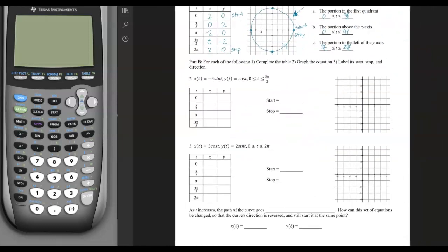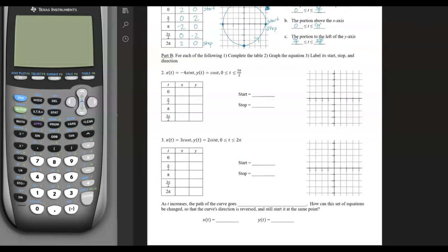All right, because we're trying to finish this kind of quickly, I'm going to skip number 2 and do number 3. But the only difference between 2 and number 1 is that it doesn't create a full circle. You see how it only goes from 0 to 3 pi over 2? This means that it's just 3/4 of a circle. This is our start. This is our stop.